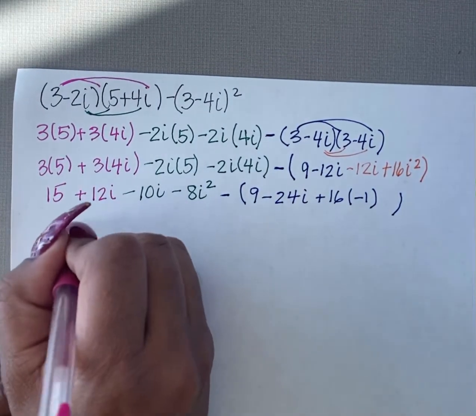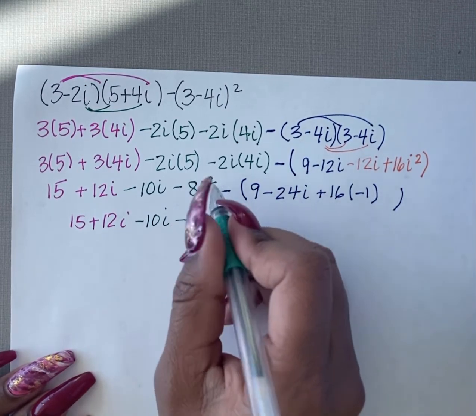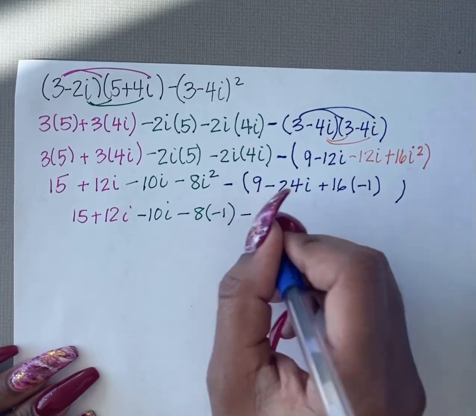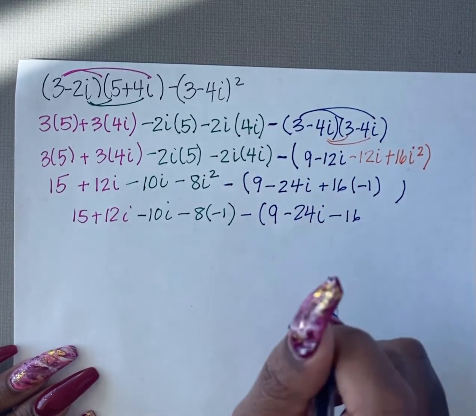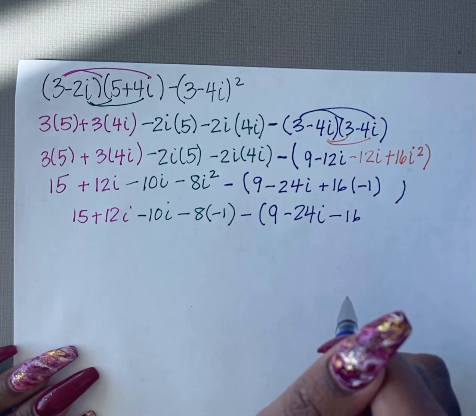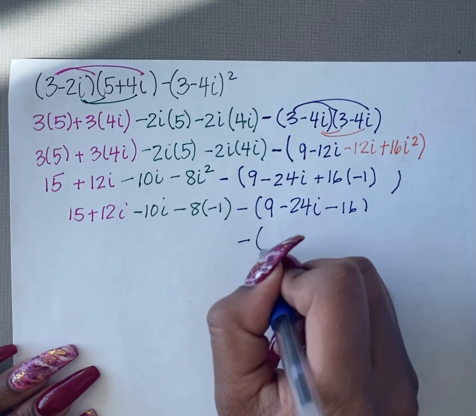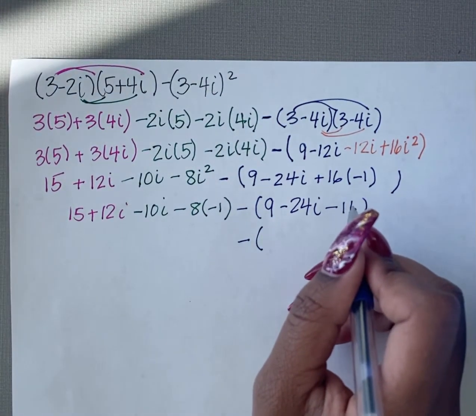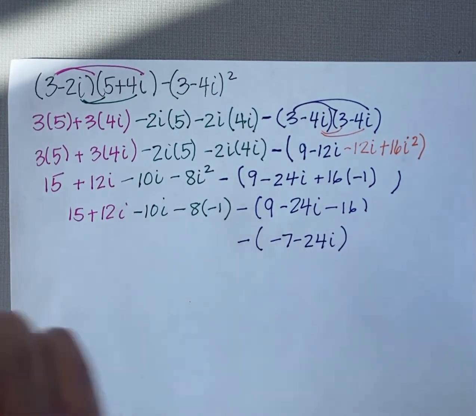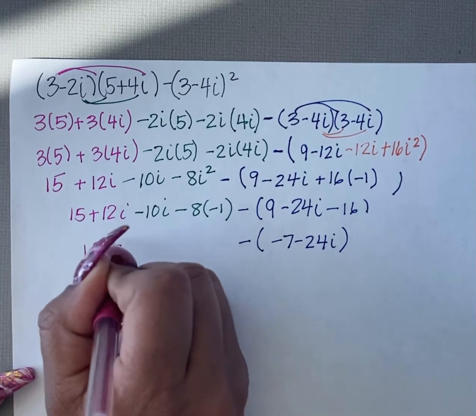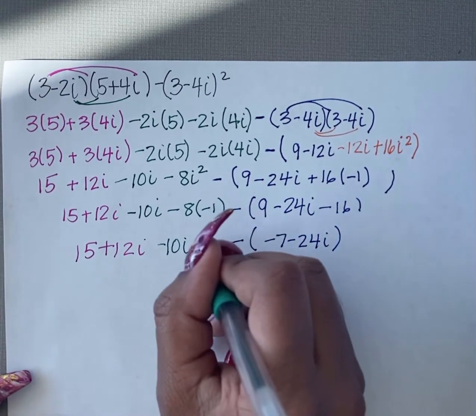All right, I'm going to rewrite this stuff over here. So 15 plus 12i, -10i, minus 8i squared. I'm going to substitute in that -1. And then I have minus 9 minus 24i, and then 16 and -1 is -16. Okay. And so now I can simplify inside of these parentheses, right? This ends up being subtraction, 9 minus 16, right? And so I can combine those two like terms and get the -7. So I have -7 minus 24i. And then everything else is just going to come down. So I have 15 plus 12i minus 10i. And -8 times -1 is going to give you a +8.